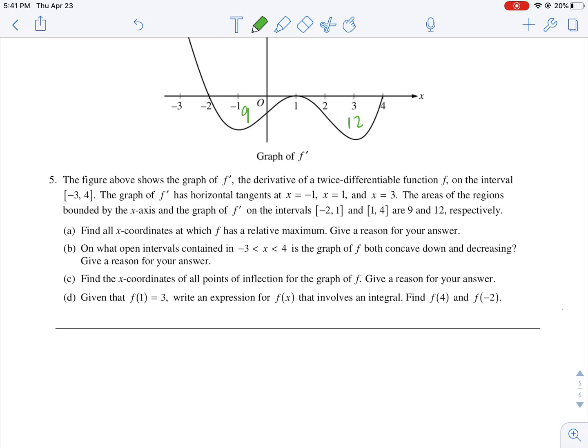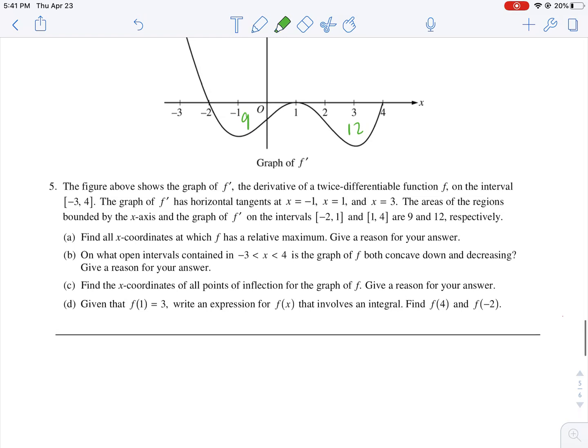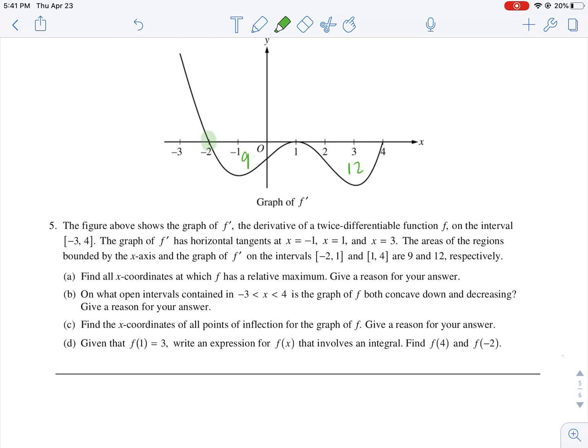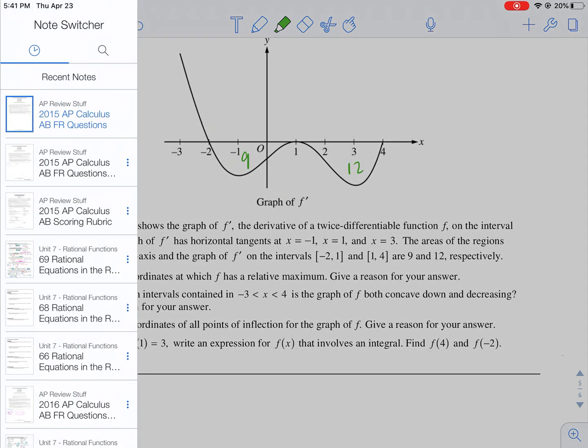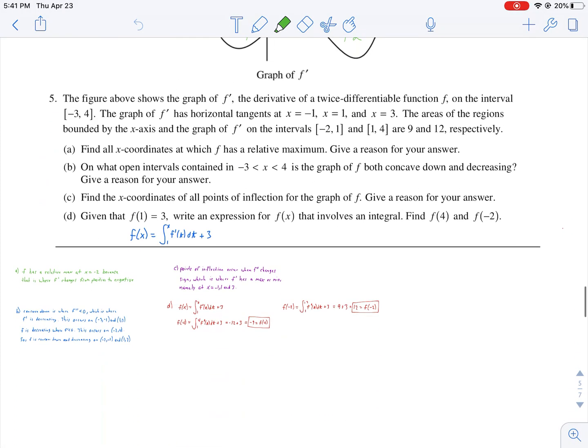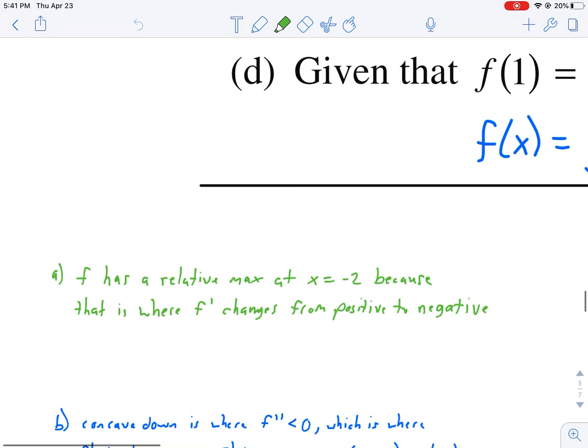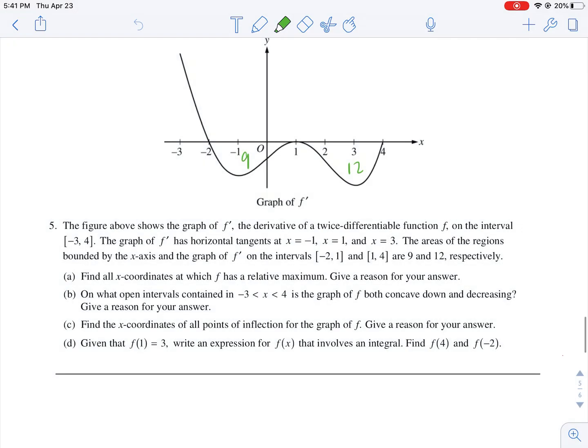Find all x coordinates at which f has a relative max. There is a maximum when the derivative changes from being above the x-axis to below, which is going to be at -2. Okay, so there's a relative max at -2 because that is where f prime changes from positive to negative.